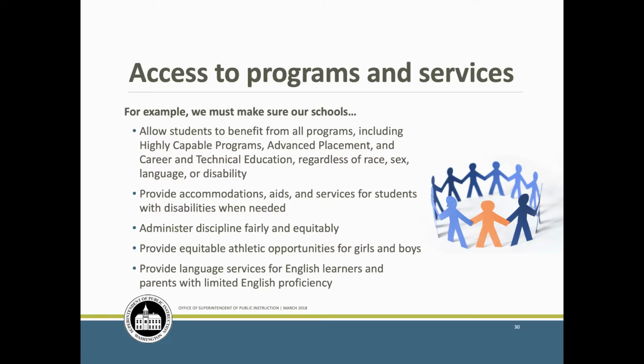First, we must make sure our schools allow students to benefit from all programs, including highly capable programs, advanced placement, and career and technical education, regardless of race, sex, language, or disability. We must make sure our schools provide accommodations, aids, and services for students with disabilities when needed. We must make sure to administer discipline fairly and equitably. We must provide equitable athletic opportunities for girls and boys. And we must provide language services for English learners and parents with limited English proficiency.